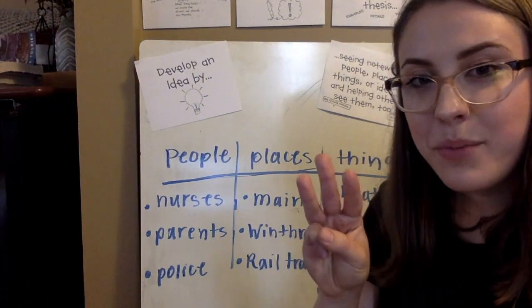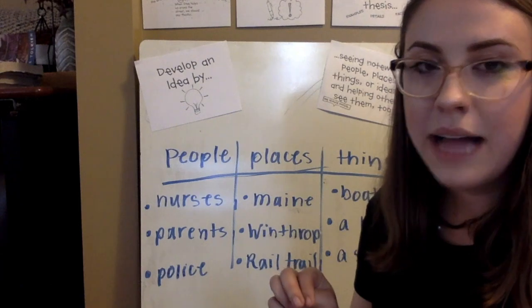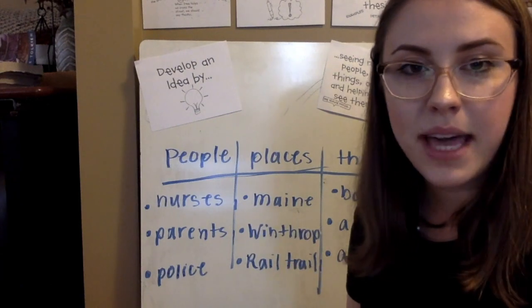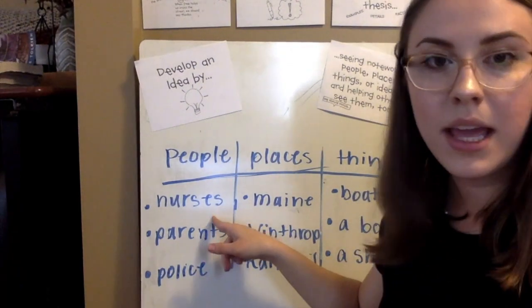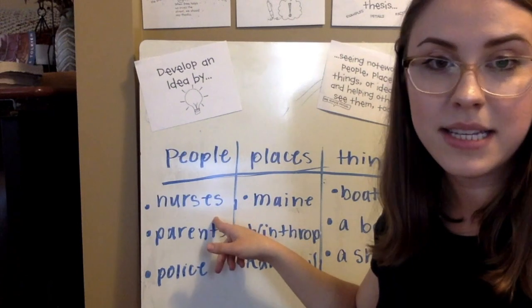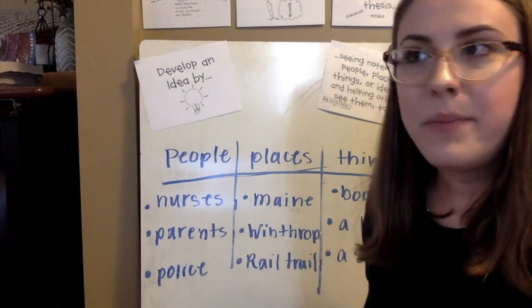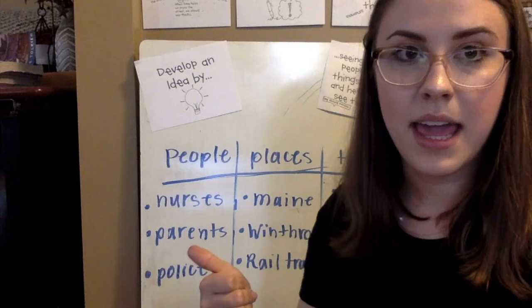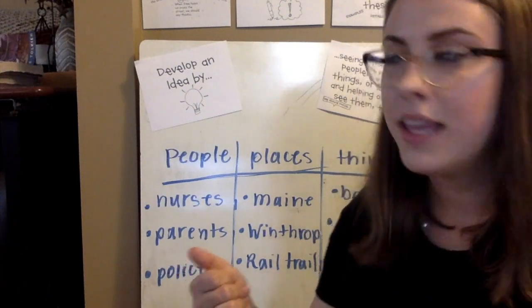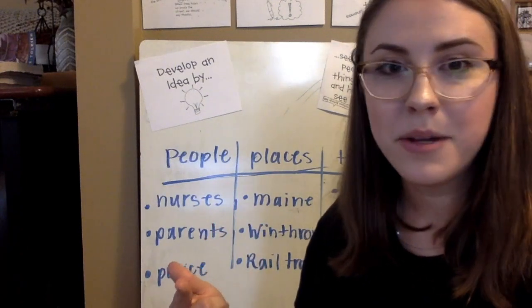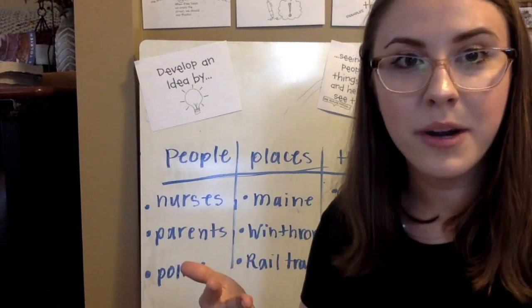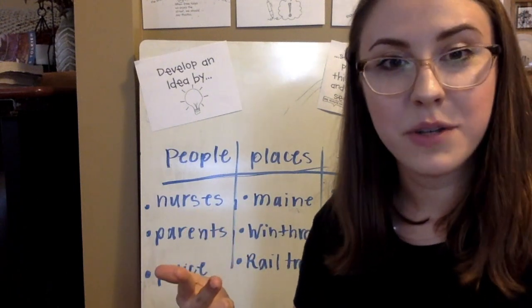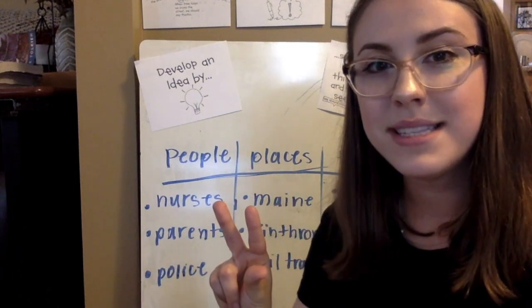Now I need to come up with 3 reasons. And remember, in our outline, they don't need to be whole paragraphs yet. They just need to be a list. So I could say, because they are at risk of getting sick, because they help other people, because they work long hours and do lots of difficult work. So those are my 3 reasons.